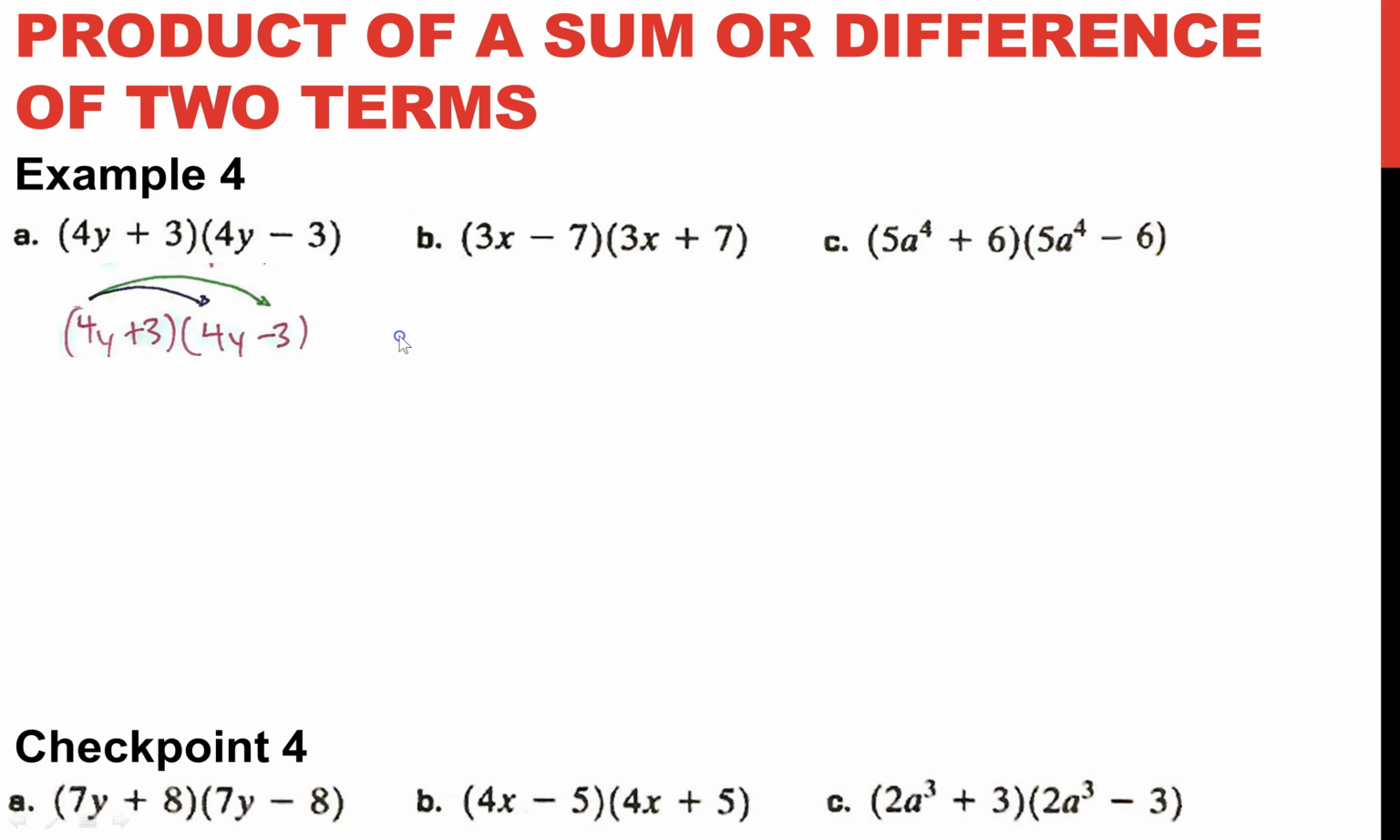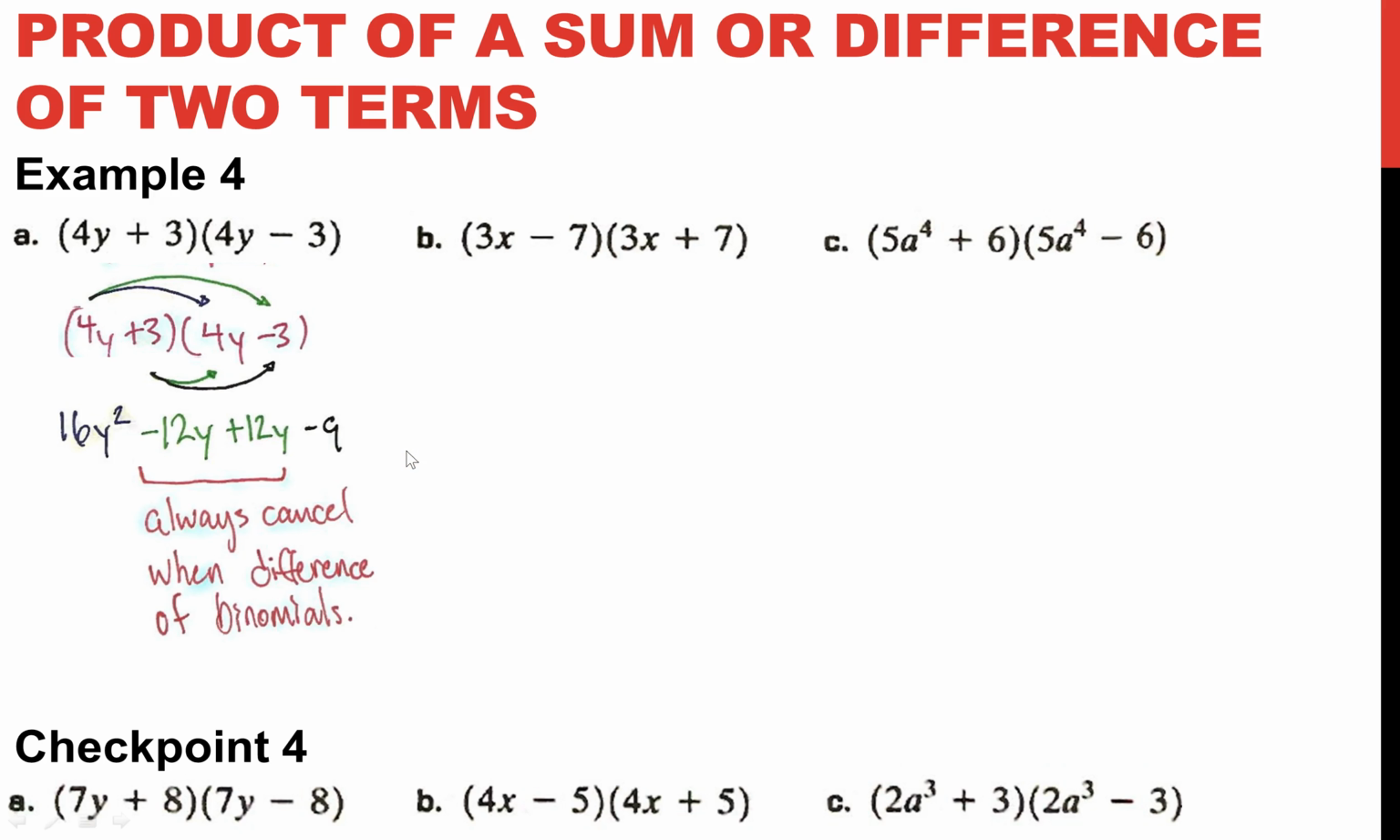So when I multiply, I'm going to multiply everything out, and you'll notice that the two middle terms, negative 12y and positive 12y, they cancel. And they always cancel when it's a difference of binomials. So I'll get 16y squared minus 9, and that's it. Now that's the shortcut, so I can go ahead and take a look at this.